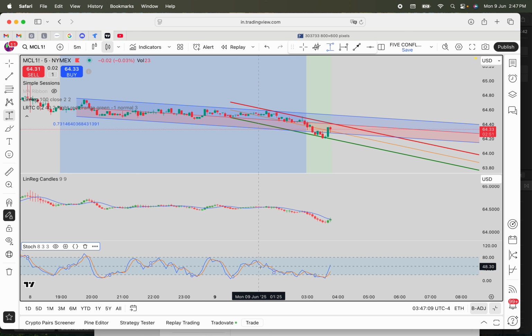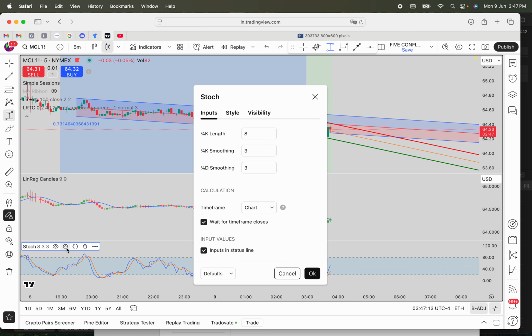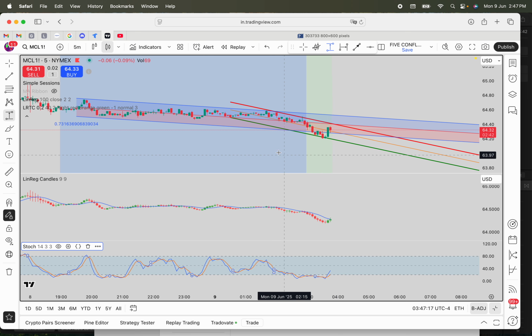Look at the noise in that though on this 5-minute chart. Try a 14. I don't know, you'd have to play around with it. I don't use stochastic. I used to, but I gave up on the thing. But that's one thing you could use.